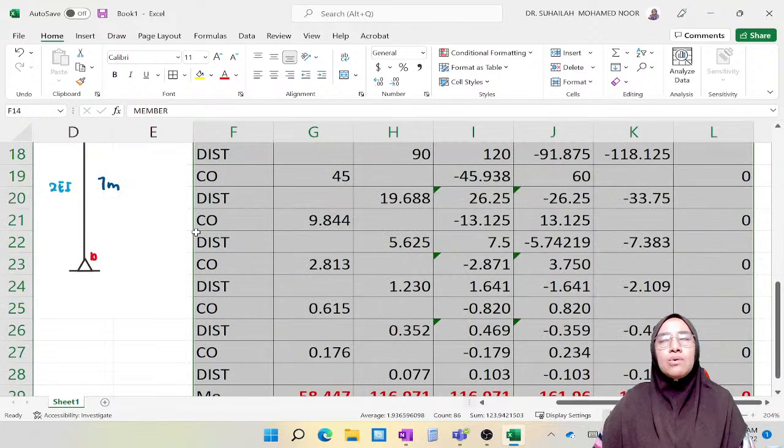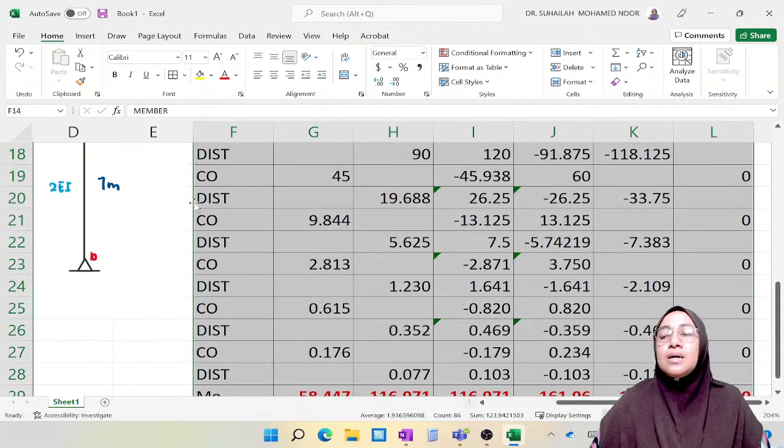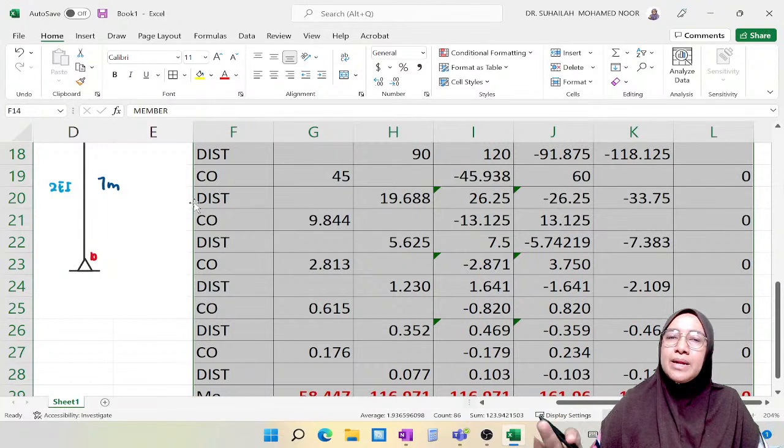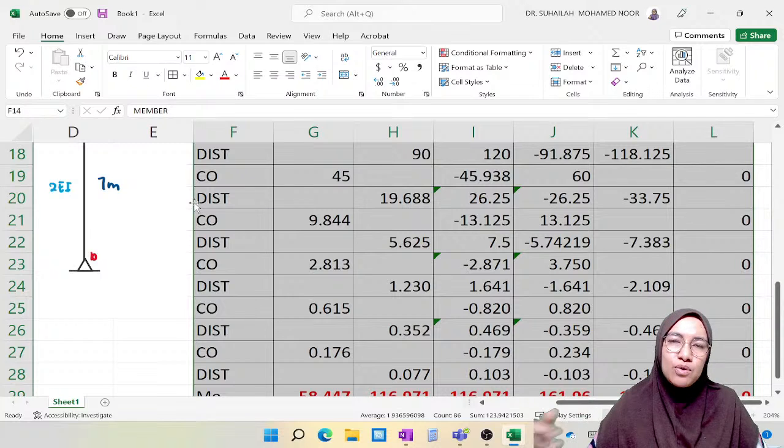So for a non-side sway frame, the beam and the frame are the same. Okay, the difference is only at table number 2. So for this part, if we analyze a beam, the process is also the same. Only that for a beam without settlement, this is the process.